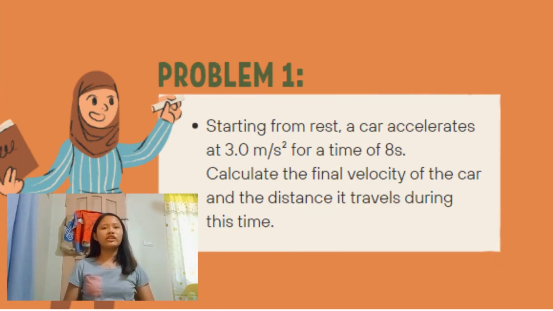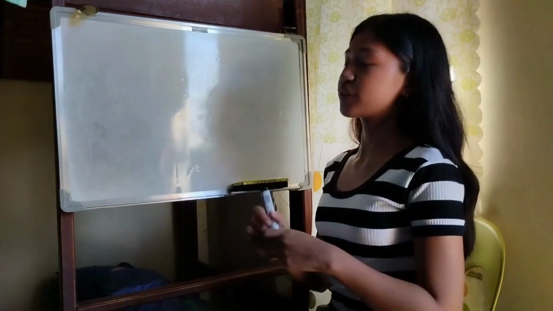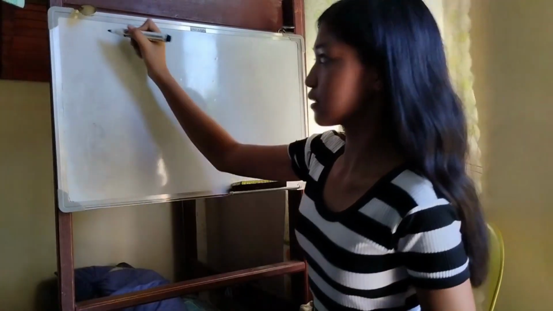Problem number 1. Starting from rest, a car accelerates at 3.0 meters per second squared for a time of 8 seconds. Calculate the final velocity of the car and the distance it travels during this time. So we will solve for the final velocity of the car and the distance it travels during this time. So first we need to write the given.